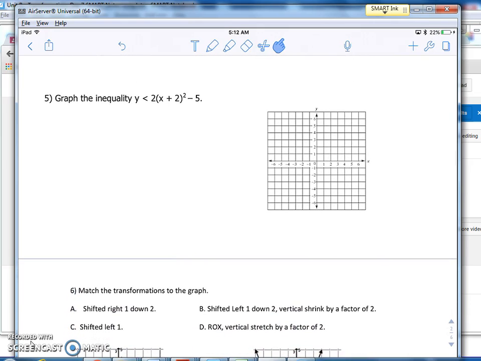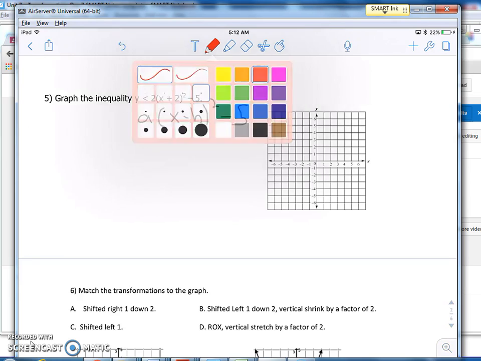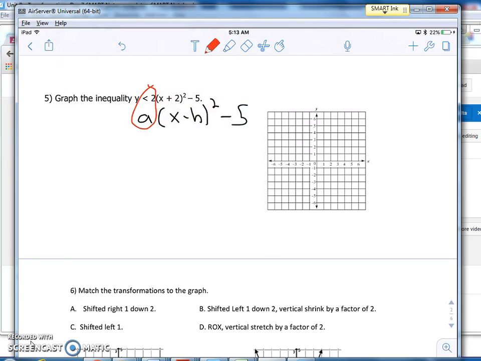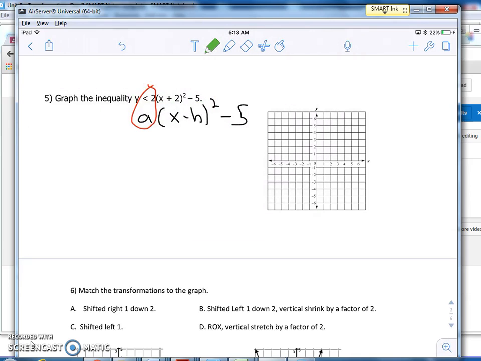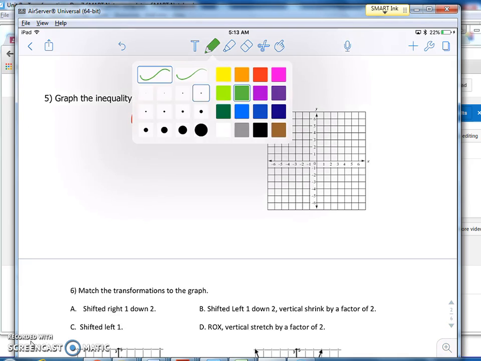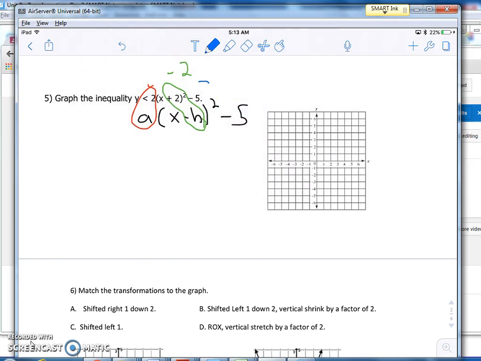All right, graphing the inequality. This inequality is in what we call vertex form. So our vertex form is a times x minus h squared minus 5. The a value is 2. The h value, now it's supposed to be minus h, but that's a +2, so our h value is actually -2, and our k value is -5.